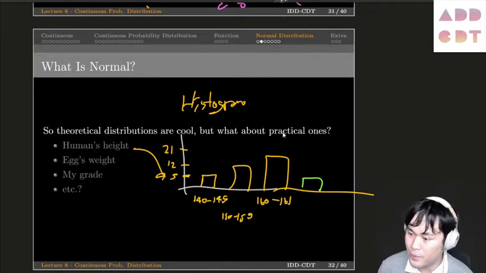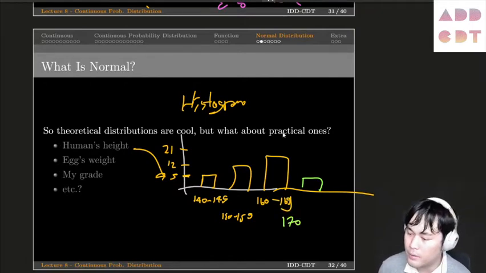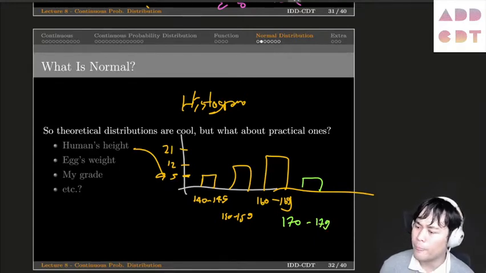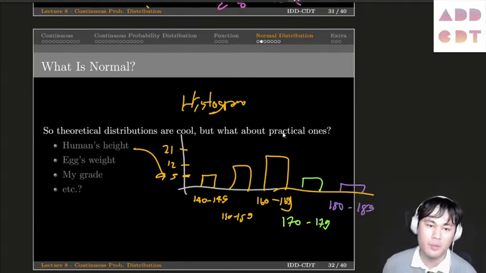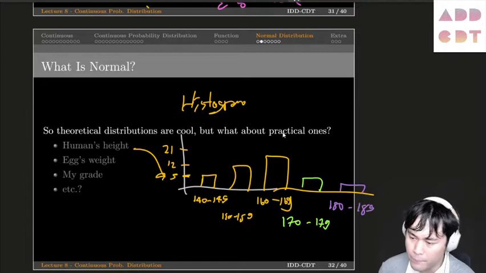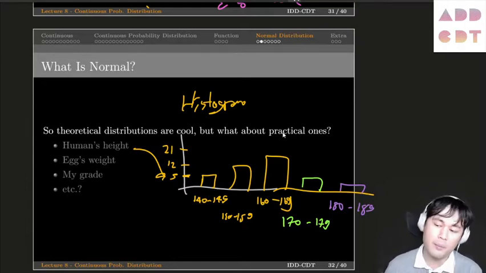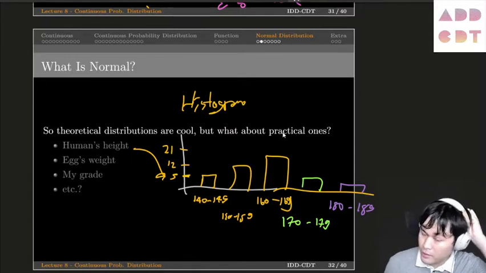Next we can have 170 to 179. And then some of those tall people with some high height, maybe 180 to 189. Maybe there are 3 or 4. For example, that would be a pretty cool way to take the data we have and turn it into a nice graph, a nice histogram.